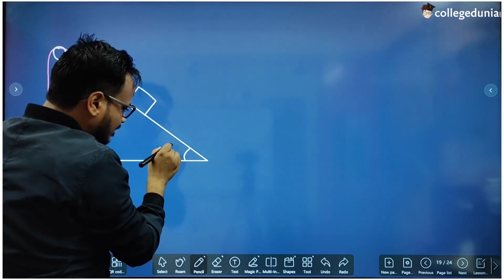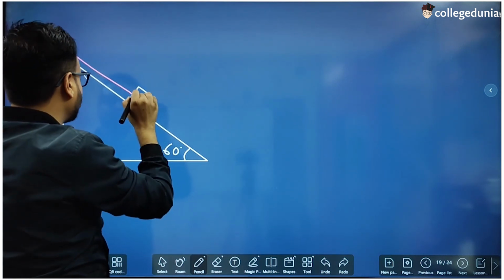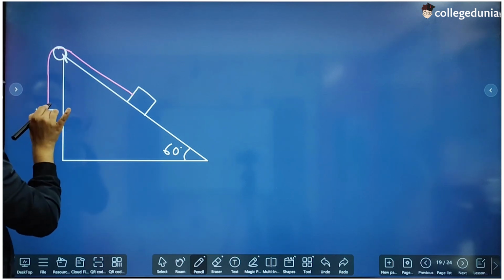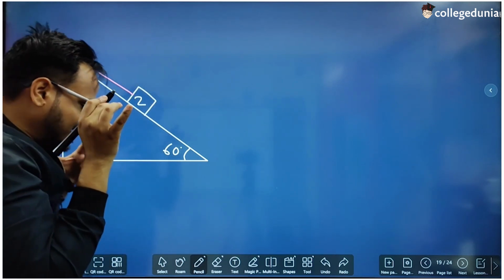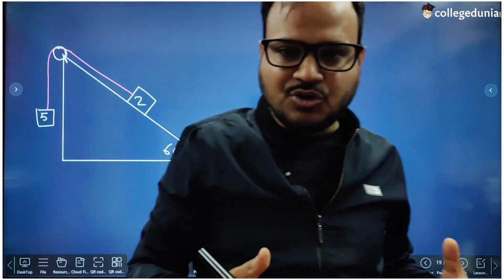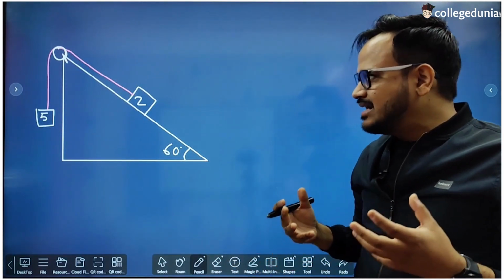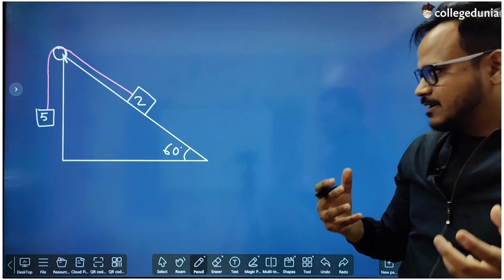This angle is given as, suppose, 60 degree. The mass of this body is again 5. Now let's take the mass of this body as 2. Now again this system is released from rest. Find the acceleration of the system and tension in the rope.